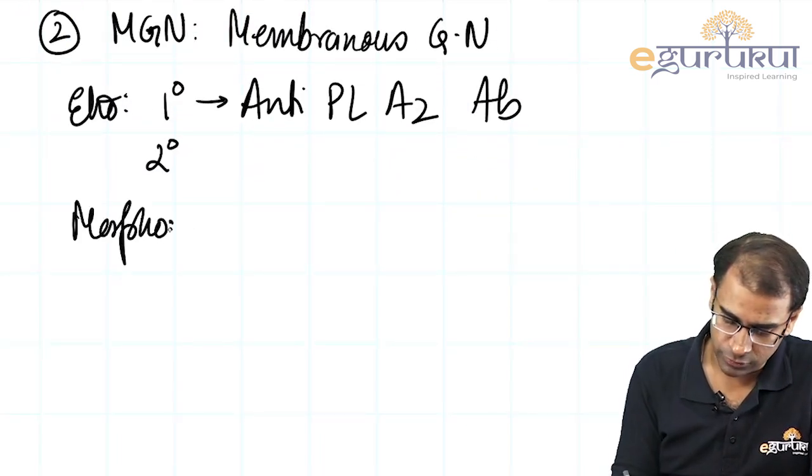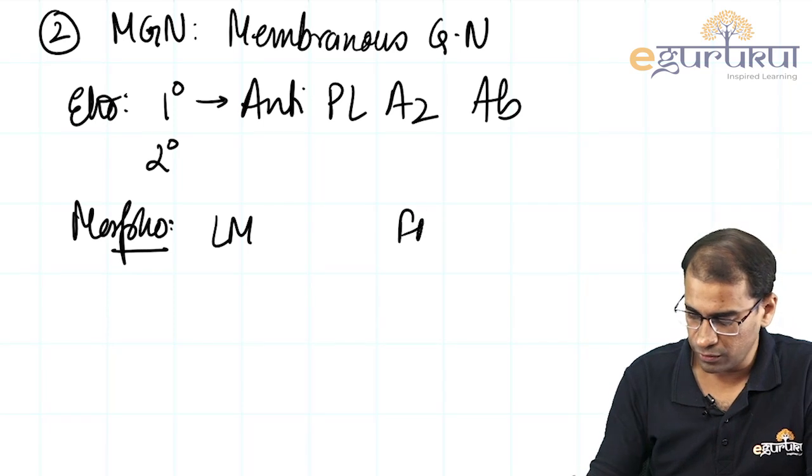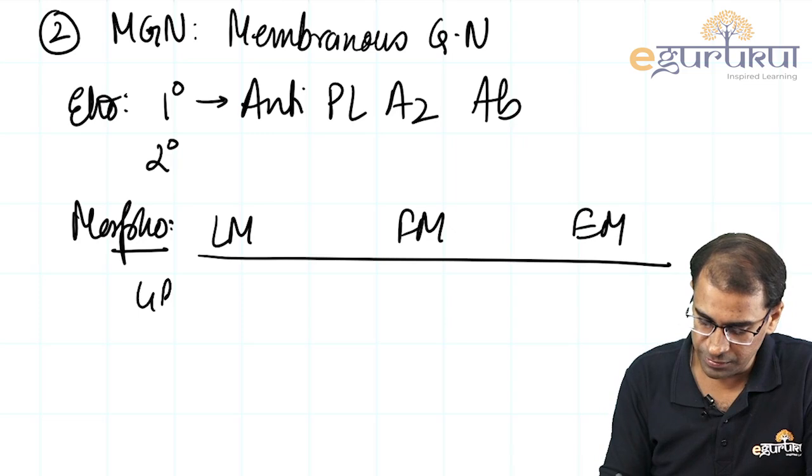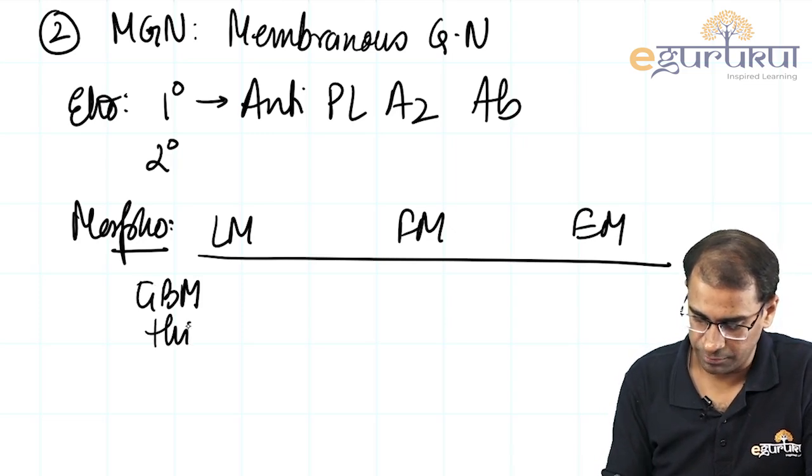Morphologically, you will see light microscopy, fluorescence and the EM finding. The LM finding will show you GBM thickening and hence the name membranous.